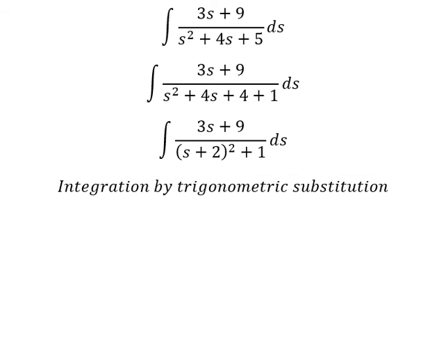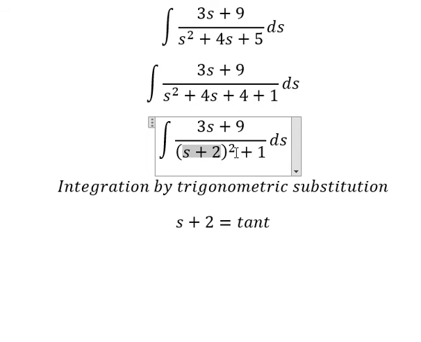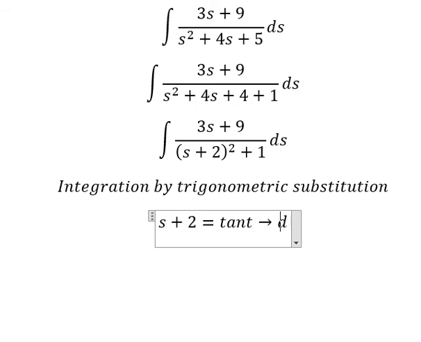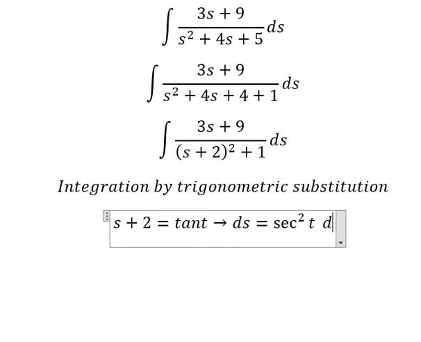So I will put h plus 2 equals tan t, because if I put this one in here, you get tan t square. Tan t square plus 1, we change to secant of t square, and later we simplify by dh. dh, you get secant of t square dt.